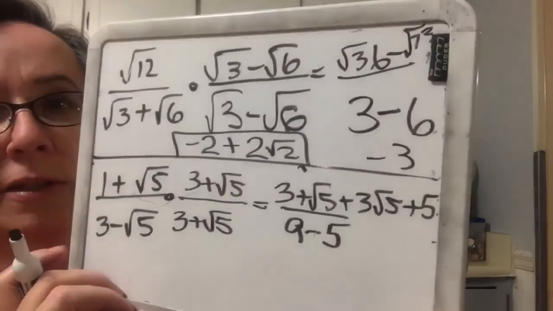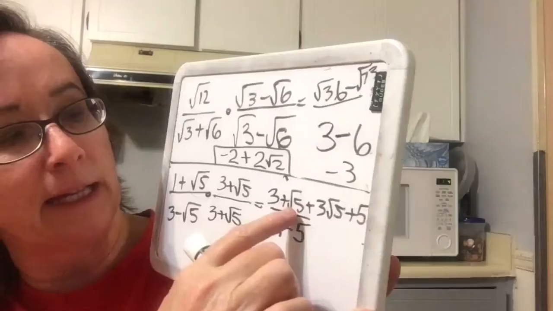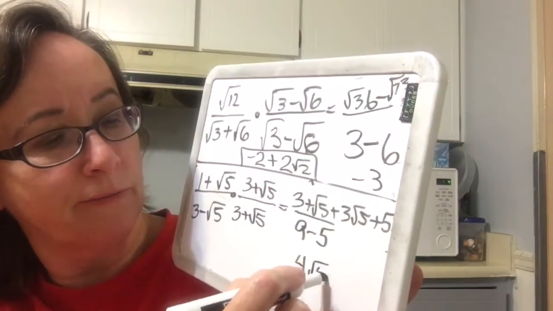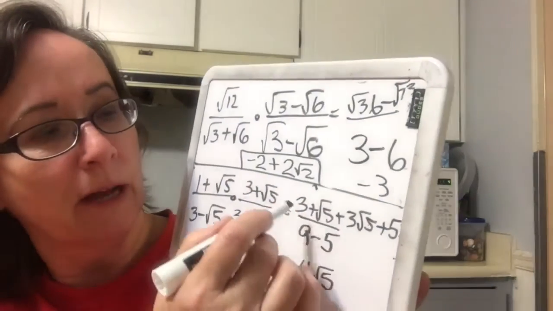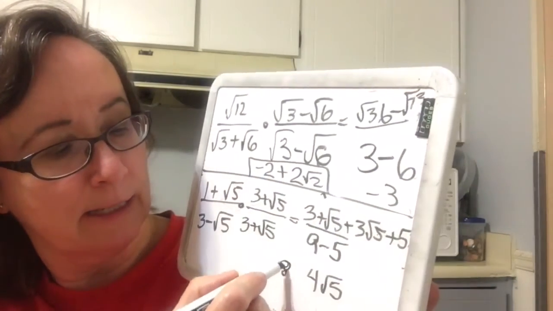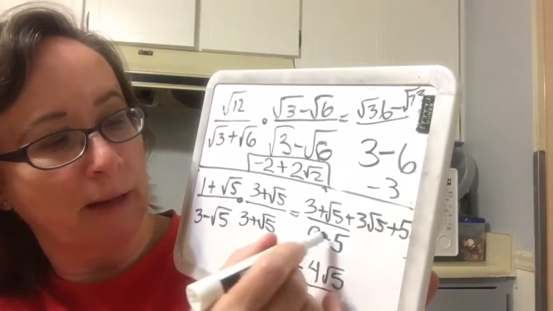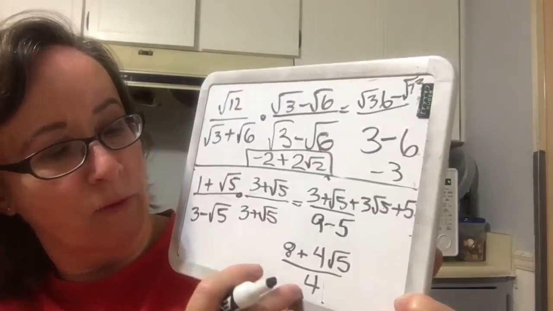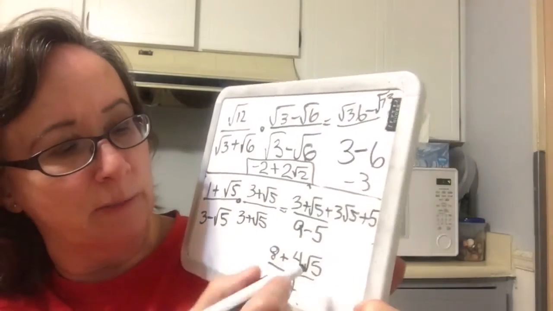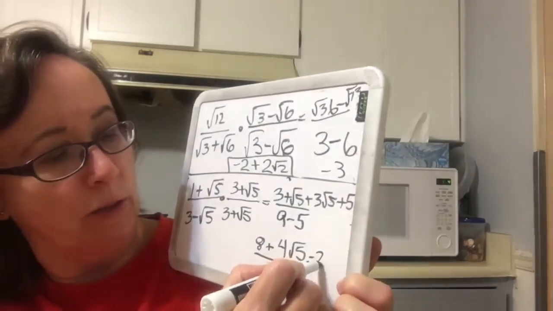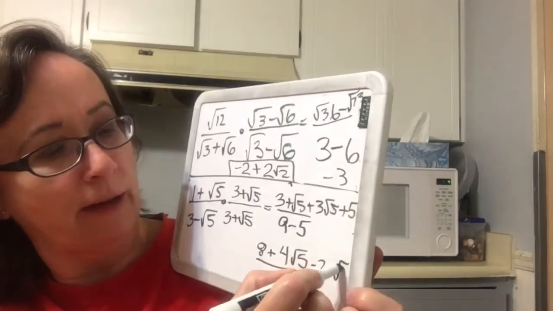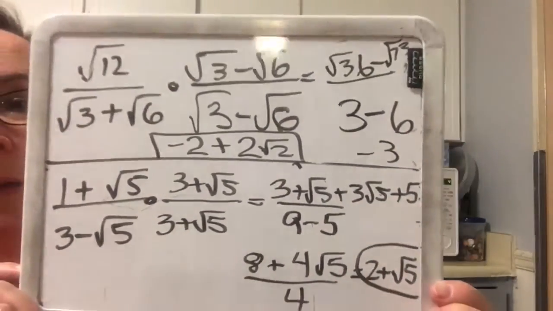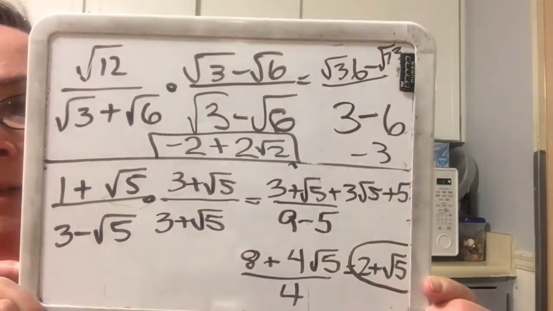All right, so far so good. So now I've got my square root of 5 and my 3 square root of 5 is 4 square root of 5. When I add these two together, my 3 and 5 is an 8. And then I'm dividing by a 4, because 9 minus 5 is 4. So won't my 4 divide into my 8 and divide into my 4, leaving me with a 2 plus the square root of 5? And 2 plus the square root of 5 should be the answer for the last one.